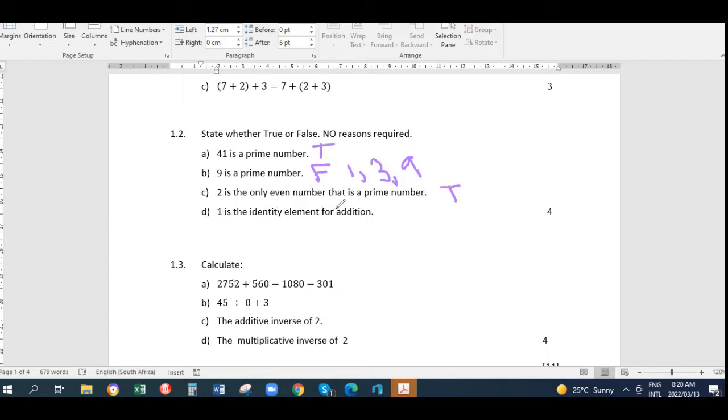1 is the identity element for addition. And if you look at addition, if the number was 4, 4 plus 1 is equal to 5. So the identity element for addition is actually 0, because 4 plus 0 is 4. The purpose of an identity element is not to change the original number. So 1 is not the identity element for addition.